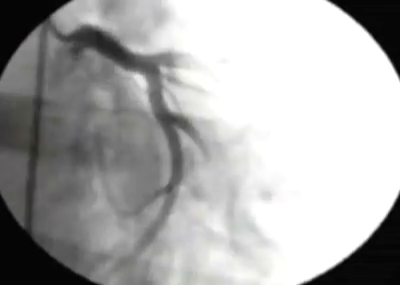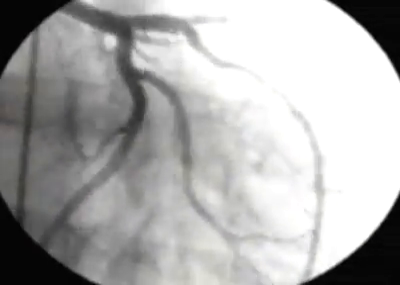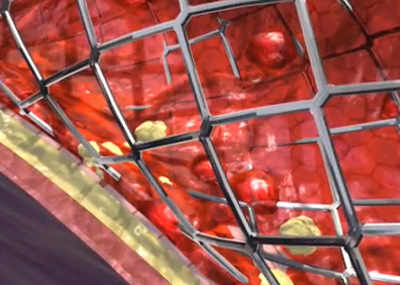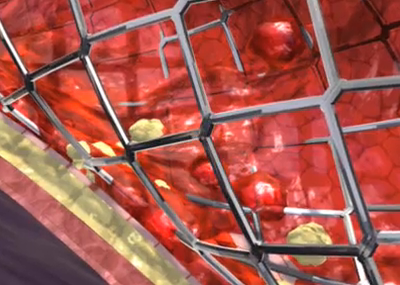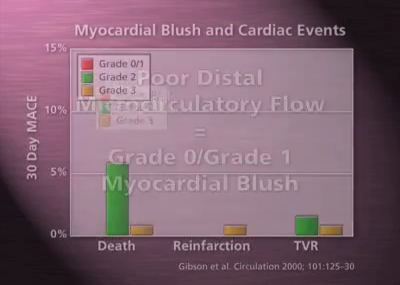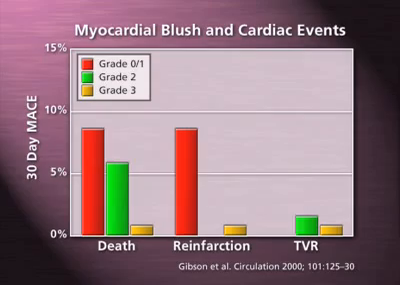Although the angiographic result is quite acceptable, a significant amount of residual thrombus persists, both at the stent edges and adherent to its struts. The poor distal microcirculatory flow, as assessed angiographically by myocardial blush, strongly correlates with a poor clinical outcome.